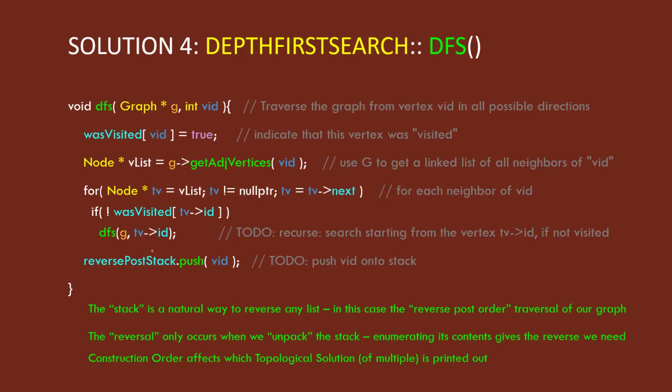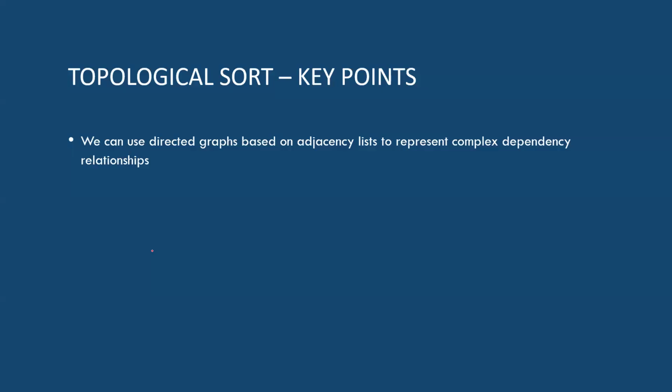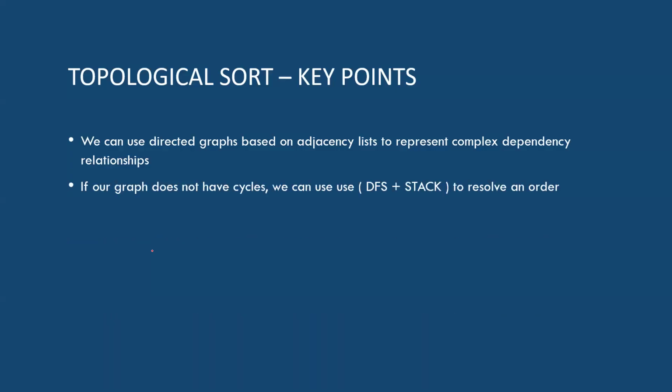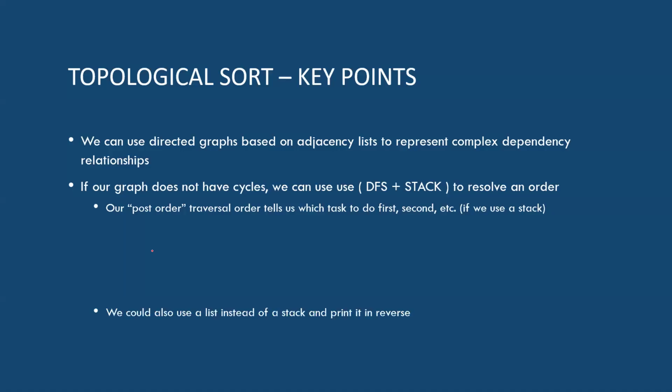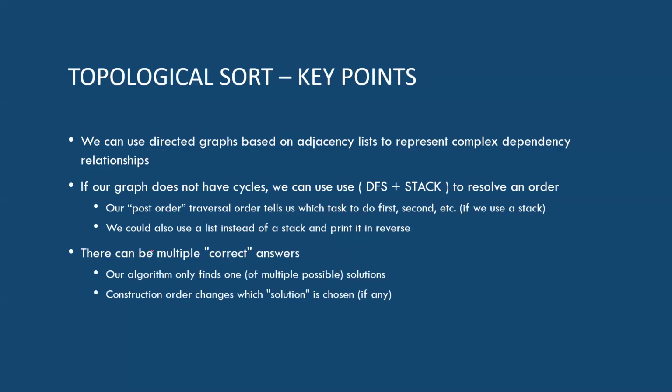Questions on topological sorting? Okay. So key points. It's got to be on a DAG, a directed graph, because we don't want any cycles. So we need to ideally figure out whether it has cycles or not. And we're going to use this post-order traversal for the Tarjan algorithm. There can be multiple correct answers; we're only really finding one of them. And our construction order will change what our answer is.